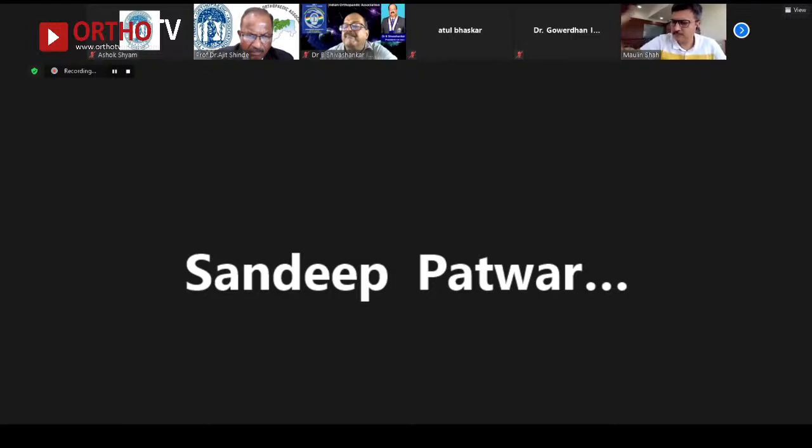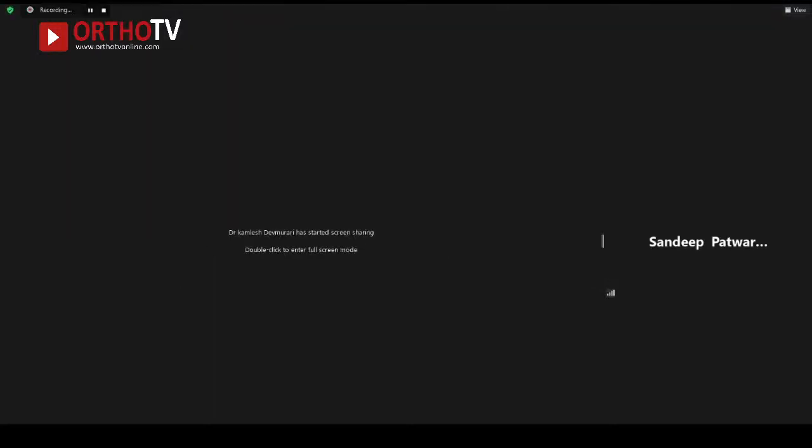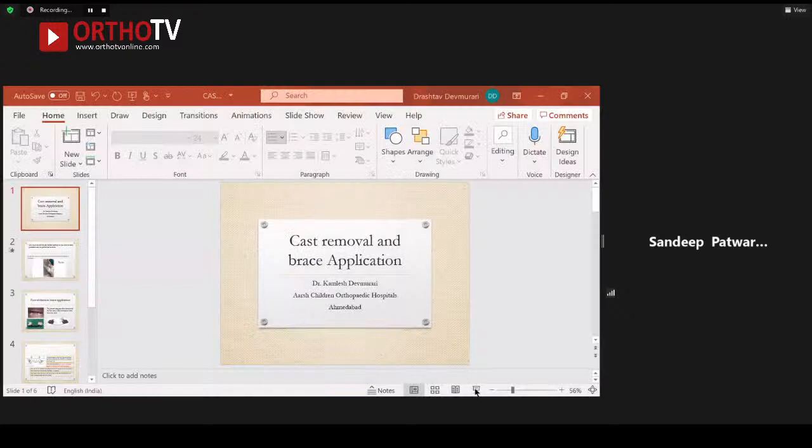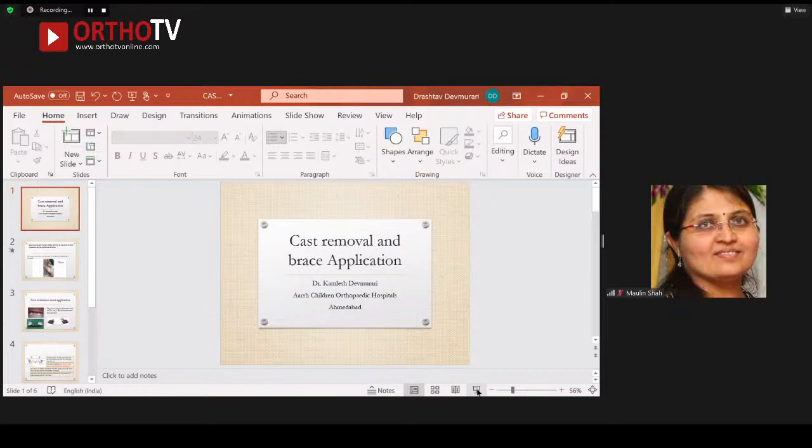We see that after casting, there are a lot of patients who get sores and scars and plaster cutting tool injuries. So I wanted him to show how to remove a plaster and how to apply the brace, which is very important for maintaining correction. Kamlesh.